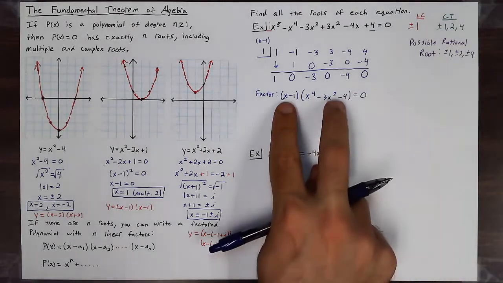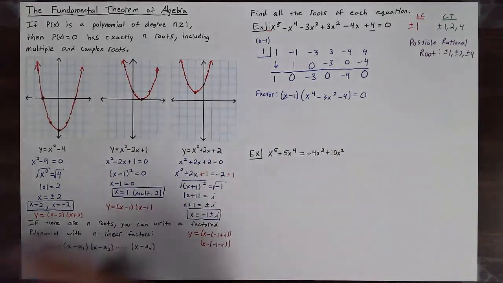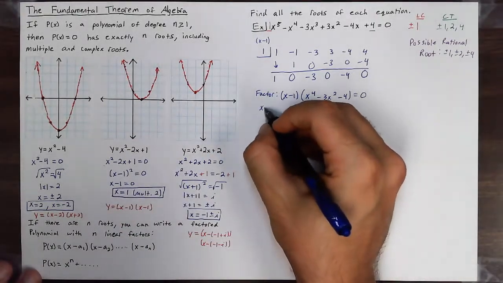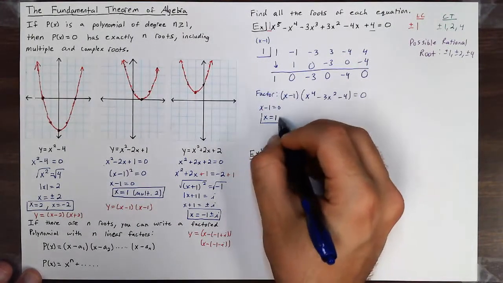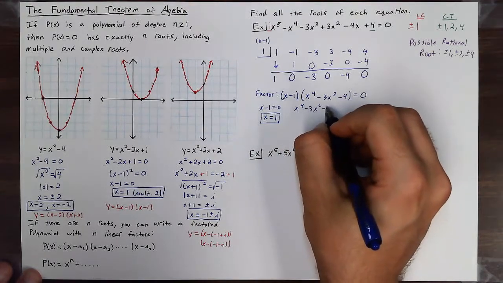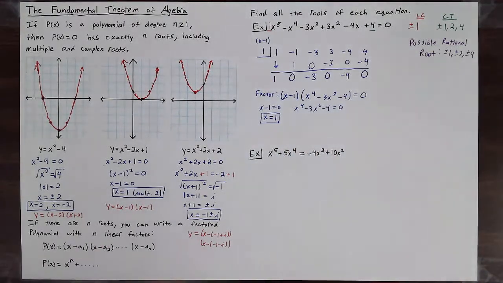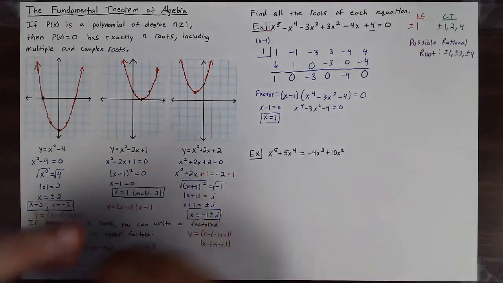And I can set both of these factors equal to 0 and continue to solve. So I'll have x minus 1 equals 0, which gives me x equals 1, which I already tested is correct. And then I'll have x to the 4th minus 3x squared minus 4 equals 0. And now I want to factor this quadratic, which I can do using substitution.